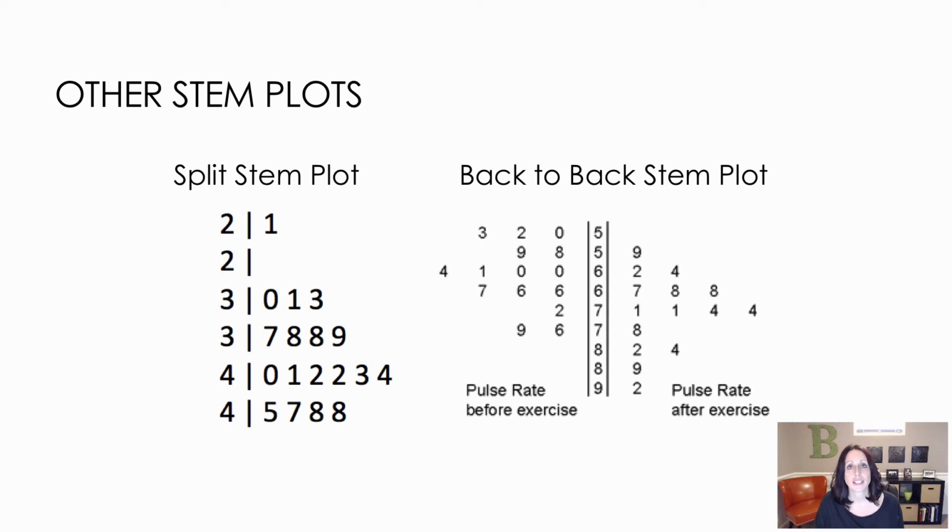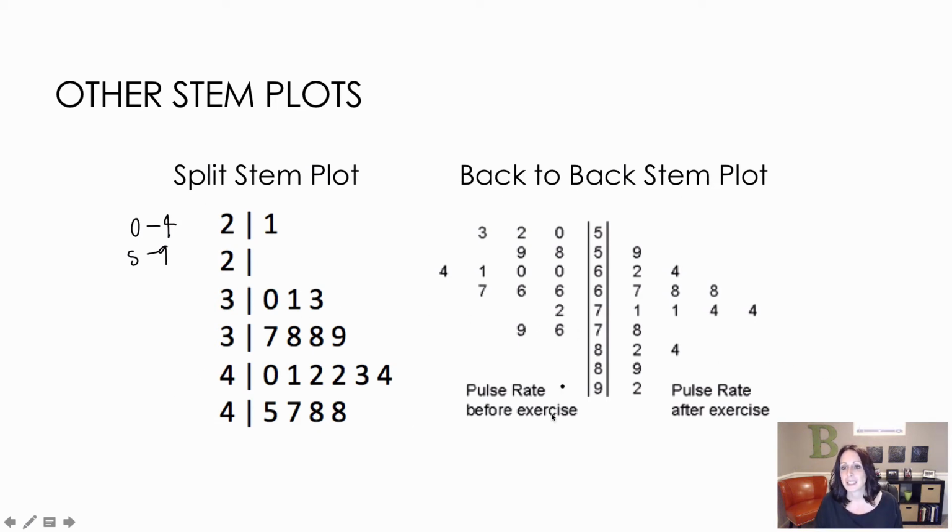There are two other stem plots that you could use. The first is a split stem plot, and that would be useful if you have a large data set. You would use the leaves of 0 to 4 for the first stem and from 5 to 9 for the second stem, just to sort of break it up so you don't have a giant list of things.